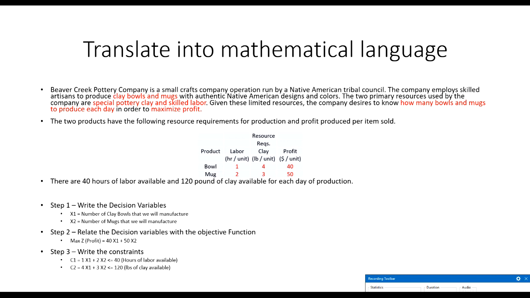And then we write in our constraints. X1 plus 2X2, which is the labor for a bowl and the labor for a mug, with a total of 40 hours of labor available. And 4X1 plus 3X2 is less than or equal to 120. And that's the pounds of clay available. This information here, with 40 hours of labor available and 120 pounds of clay available, was converted into these equations. So we collect all of our information in one spot in our universal problem format right here.